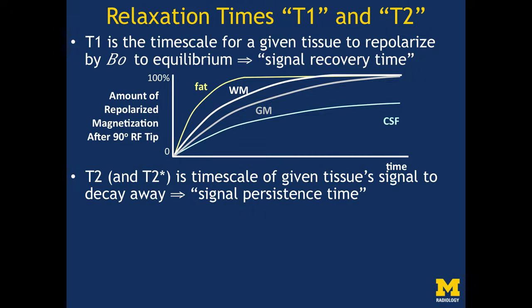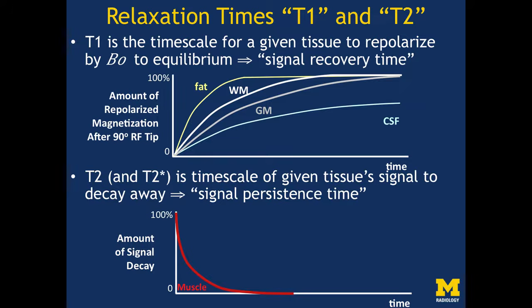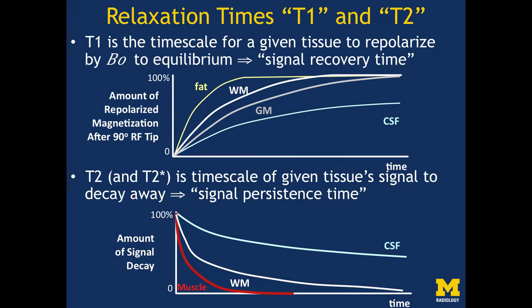T2, again, refers to the signal persistence time. It's the length of time before that signal decays away. Different tissues, again, have different signal persistence times. We have T2, and there's a subtle difference with this other one, referred to as T2 star. It's a detail that we really don't have to get into here. CSF, or pure fluids, have long signal persistence times, and so do white matter and gray matter. So the point, again, is that these relaxation times are tissue dependent.